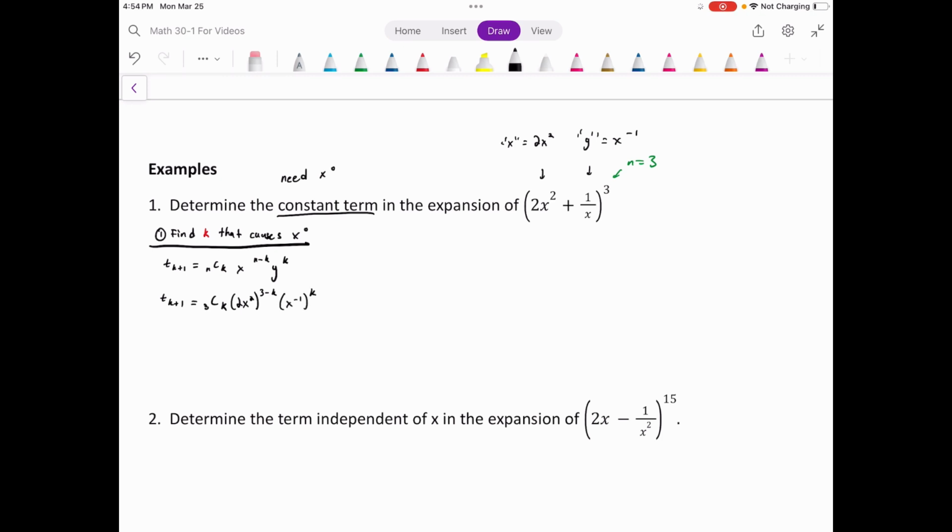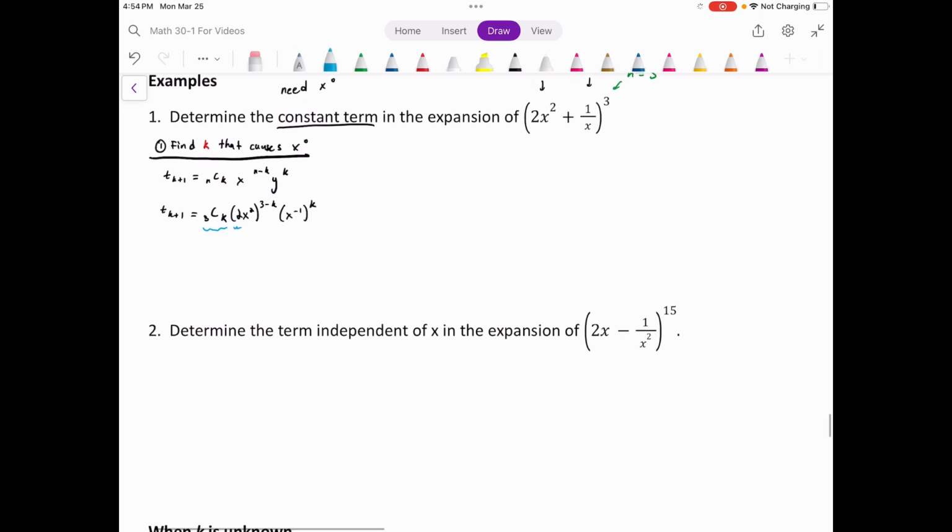Now, again, none of this, the 3 choose k, the 2, that stuff doesn't change the exponent on x. It just changes the coefficient in the term. So we will eventually care about it when we're actually finding the constant term. But right now, we're just trying to figure out what would we need the exponents here to be, the k values specifically, to give us an overall exponent of x to the 0. And 2 has no effect on that. 3 choose k has no effect on that, right? So we can just focus in on these parts here, right?